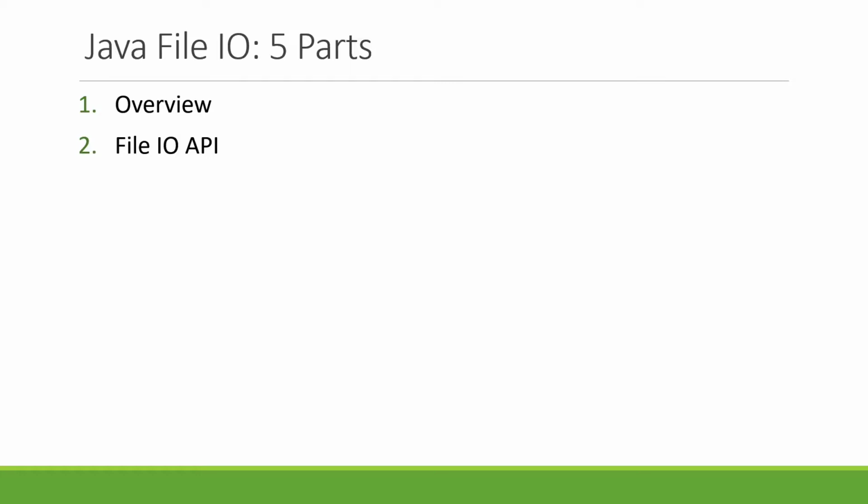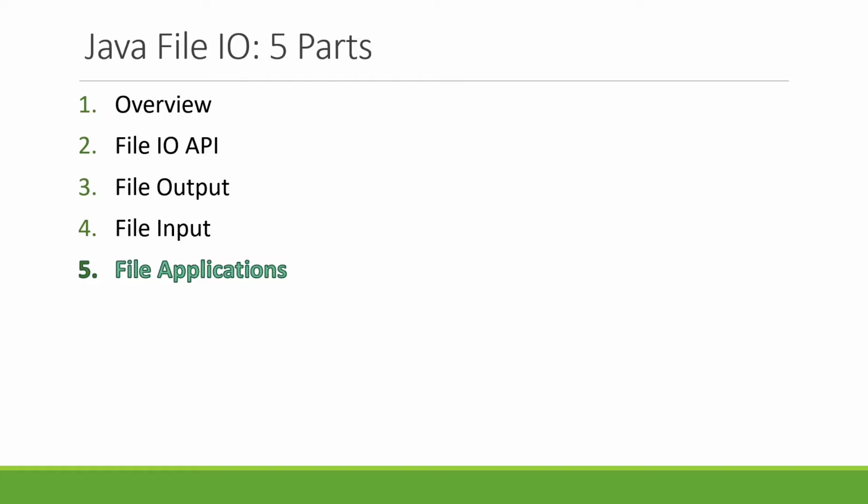And then in the second part, we just did a quick look at the file I/O API. Then we did some file output code, and then we did some file input code. And in this part, what I'm going to do is actually just demonstrate a bunch of different things, and that'll show you some of the applications that you can write using file I/O and all the other stuff that we've learned so far.